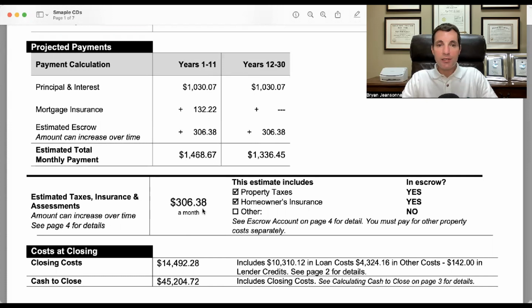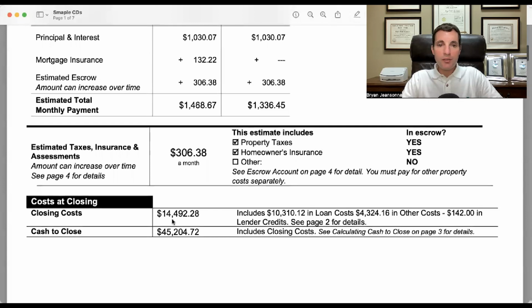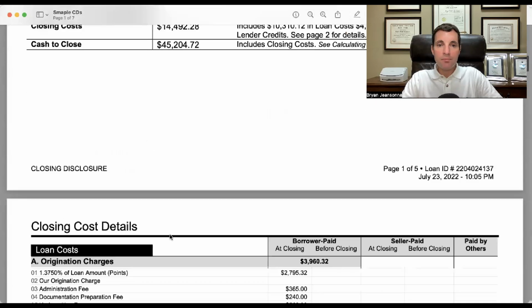So that money is escrowed in an account for you and then used to pay those two bills when they come due. And then it'll show you your total closing costs right here, and then the cash to close. So this is the amount you'll have to bring for the down payment.